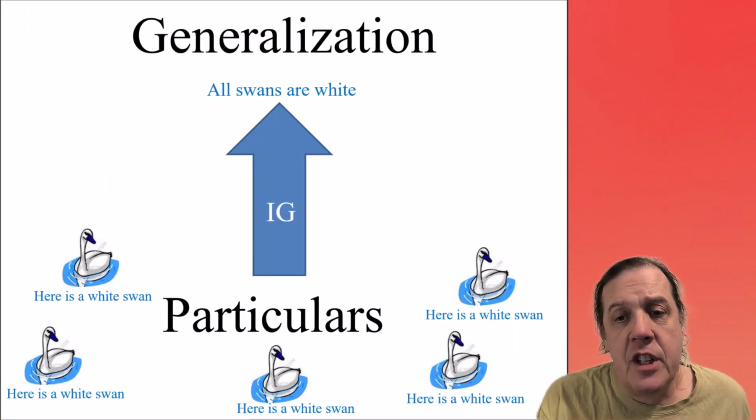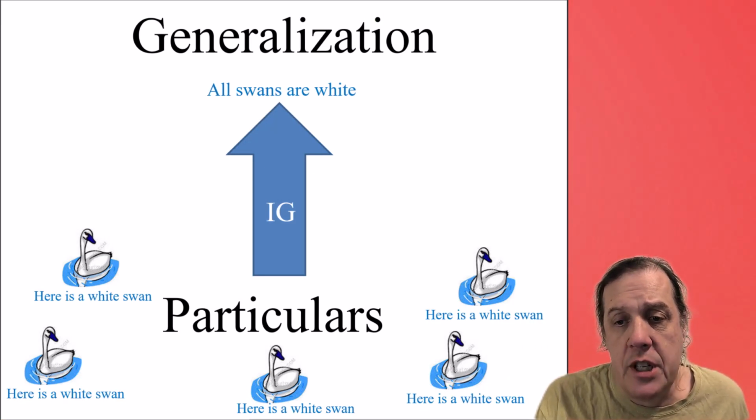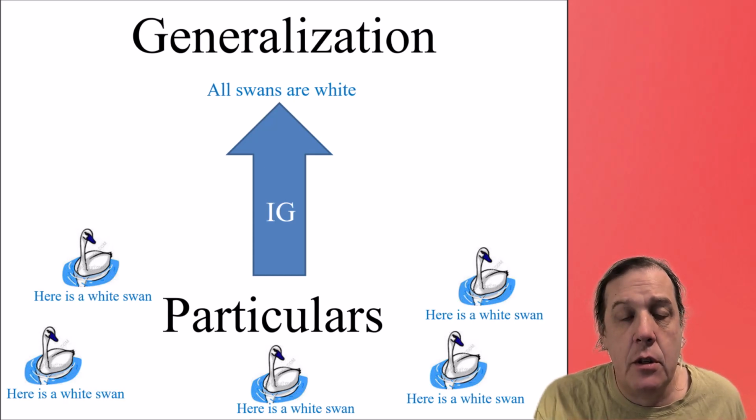The first argument scheme we're going to look at is inductive generalization. Inductive generalization is just reasoning from particulars to a generalization. So you start out with statements about particular objects and you wind up with a generalization.